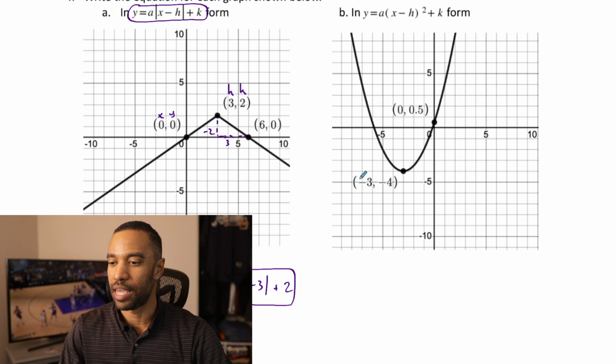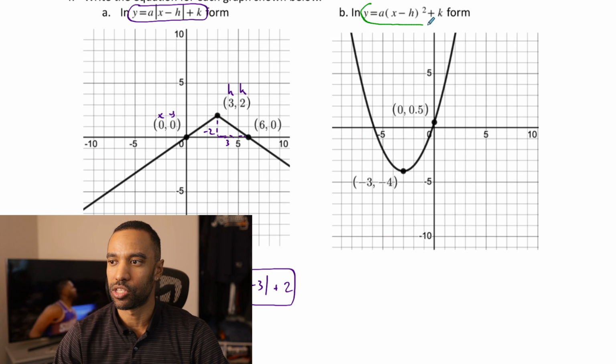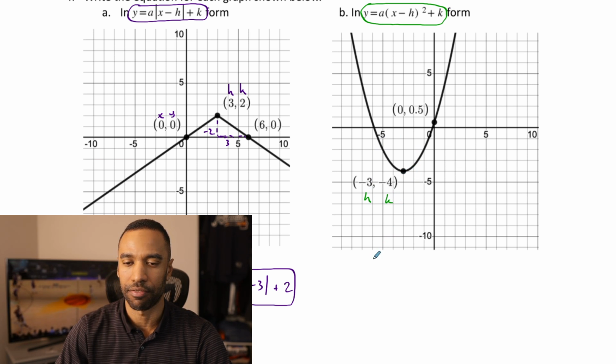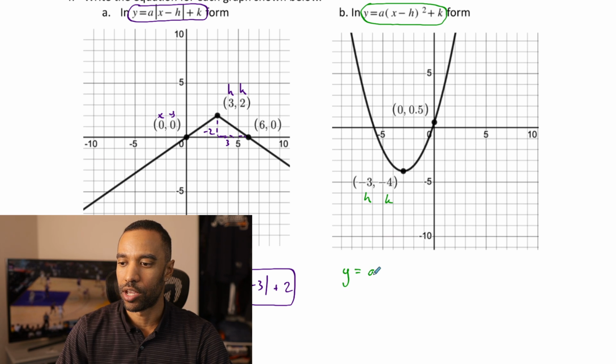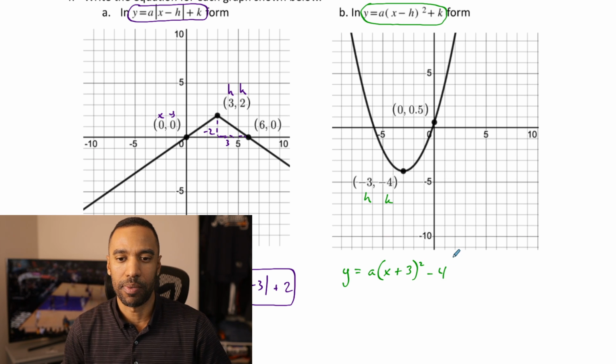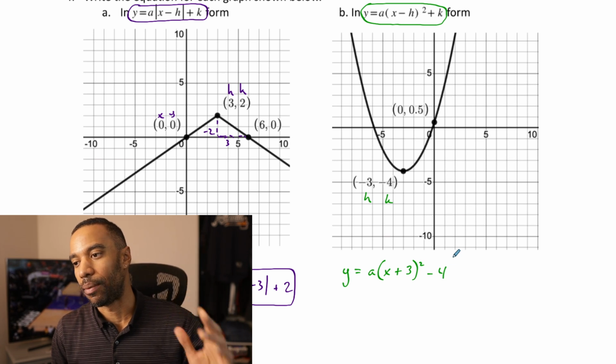The same thing begins as how we would do before. We're going to write this in vertex form by identifying the vertex first. I got an h of negative 3 and a k of negative 4. So my equation would be y equals a times (x minus negative 3), or (x plus 3) quantity squared, minus 4. That's the beginning portion. Now we got to find a.